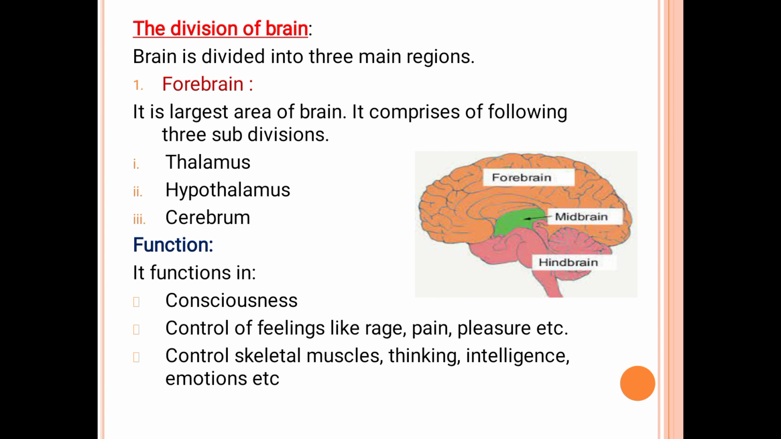What are the overall functions of forebrain? It functions in consciousness, control of feelings like rage, pain, fear, sorrow, etc. It controls skeletal muscles, thinking, intelligence, emotions. It also controls motor functions, permits conscious control of skeletal muscles, coordinates movement involved in speech. It also receives and analyzes visual information, and also it is concerned with the hearing and smell.